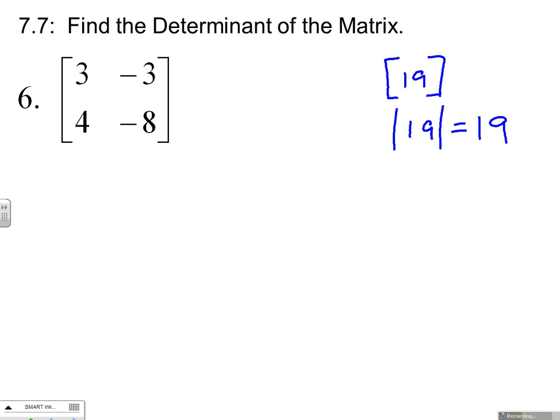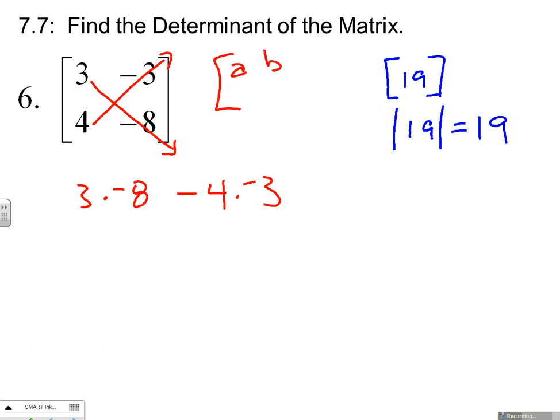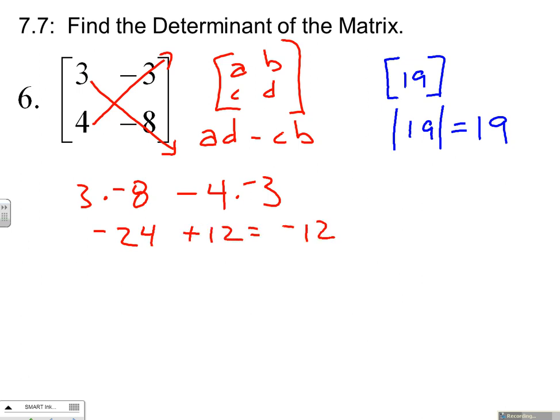We'll talk about other processes later, but the easiest is we take the downward diagonal values, 3 times -8, and we subtract from that the upward diagonal products, 4 times -3. So the determinant of A, B, C, D, this 2 by 2, is just AD minus CB. Or in this case, -24 plus 12. -12 is this determinant.